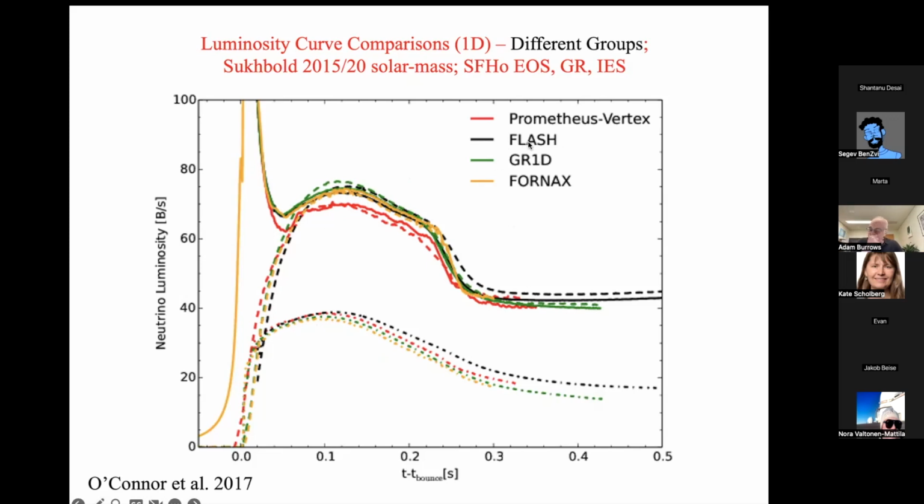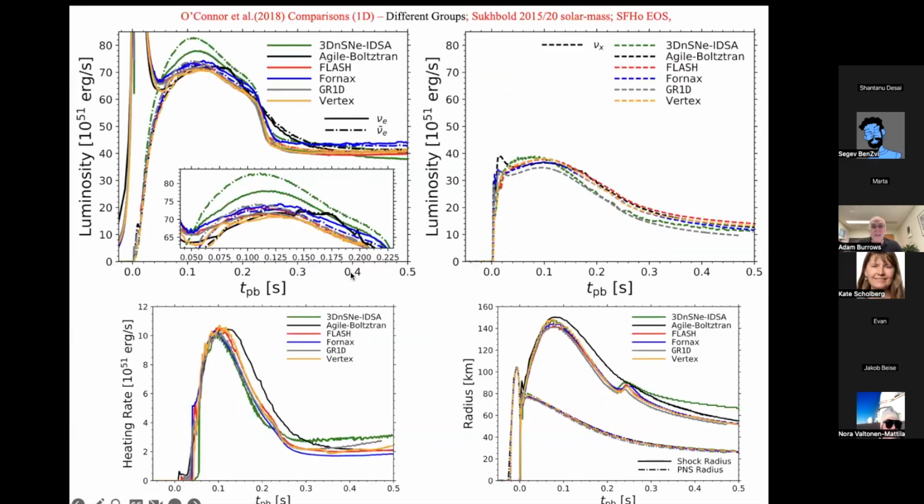FLASH is from Sean Couch's group. And they're fairly similar. There aren't huge differences. So the idea that the modelers are not coming to the same general conclusion, certainly vis-a-vis the neutrinos, doesn't seem to be true. Qualitatively, everybody agrees on the signatures if you ignore neutrino oscillation effects, and we'll talk about that, I'm sure. There are some differences, and they depend on the numerical methods and also the neutrino-matter interactions that are included. But by and large, there are great similarities.